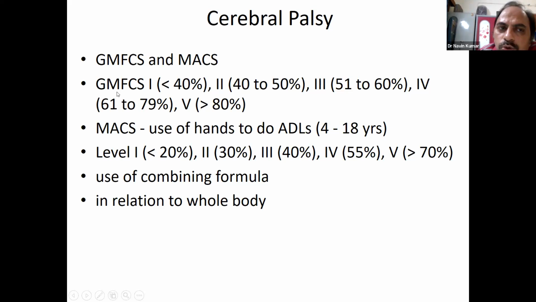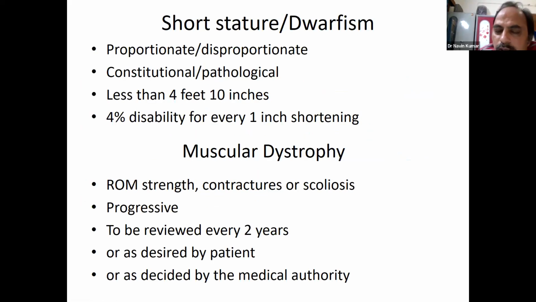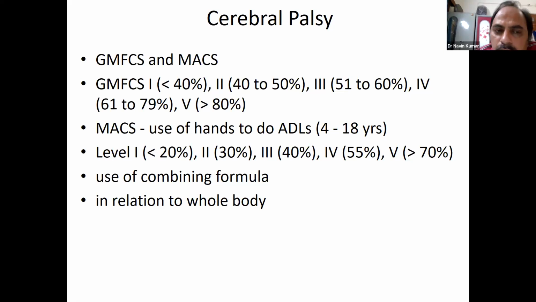And to add GMFCS and MACS, the combining formula has to be used, and the disability has to be given in relation to the whole body. And sometimes in cerebral palsy there are some other associated problems, like eye involvement, mental involvement. Then they will come under multiple disability. When we are saying GMFCS and use of hands, we are only focusing on the locomotor part. If a child is having other problems like vision, hearing, or mental, then it will come under the category of multiple disability.